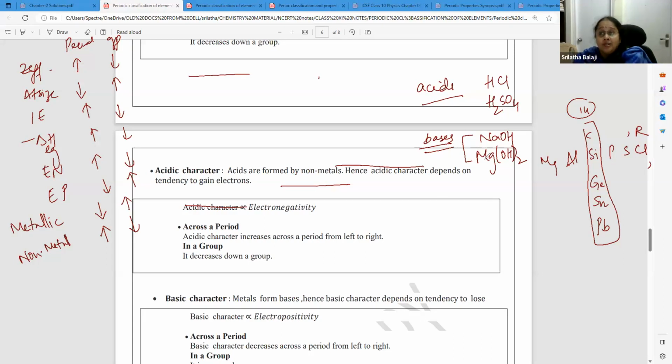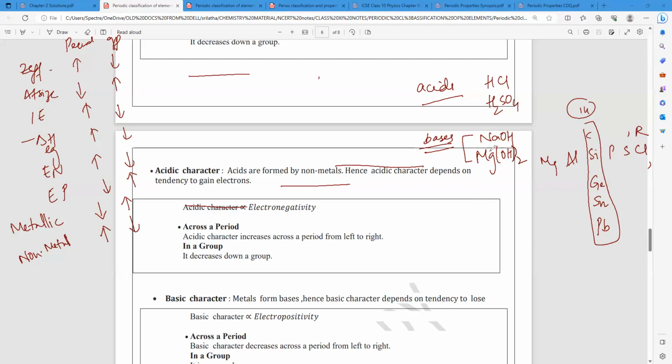Don't tell me OH. That's a normal perception. I want you to observe another way. What's common in NaOH and Mg(OH)2? Both have metals. Correct. So they are metal hydroxides. Can you identify that? And what do acids have?